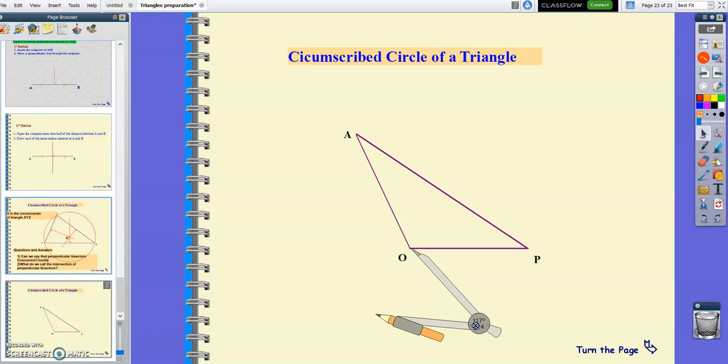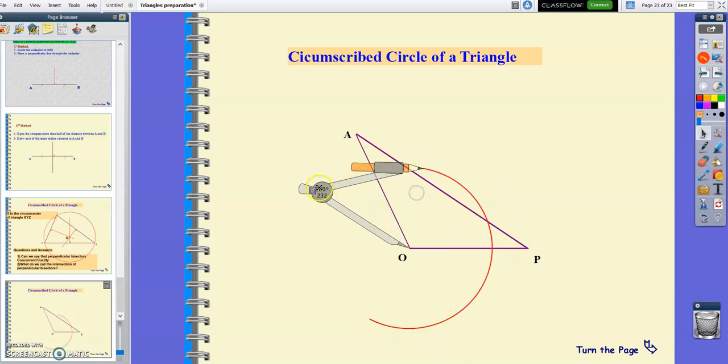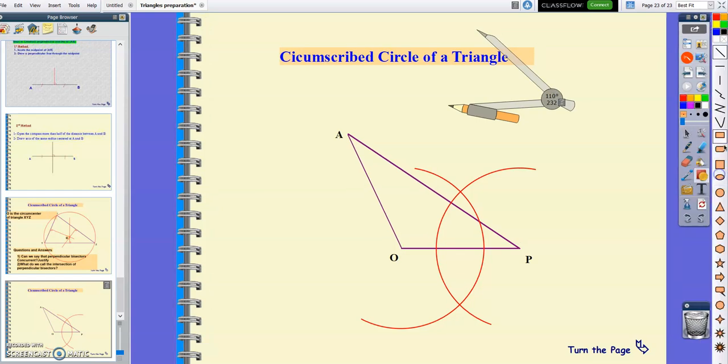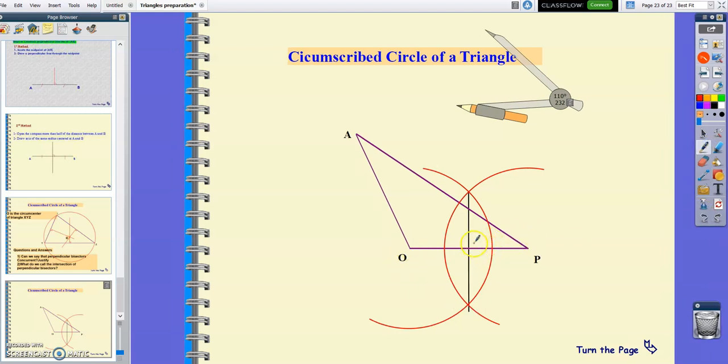Now we will try to draw another circumscribed circle of another triangle using the second method, which is using a compass. So we will draw the perpendicular bisector of each segment. Okay, so we'll draw the first arc on O, then the second arc on P, join these two intersection points. So this line is the perpendicular bisector of the segment OP.